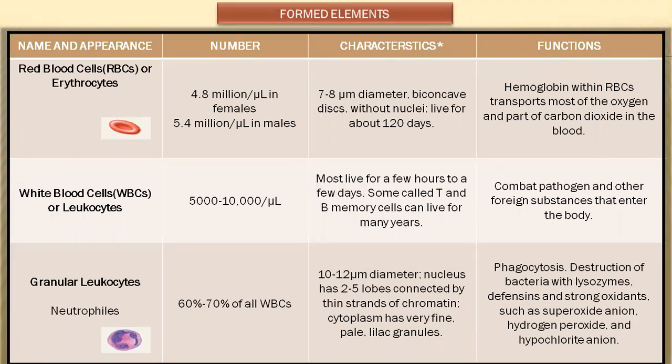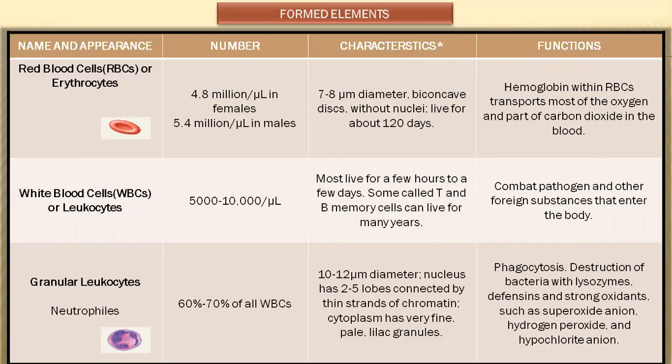Erythrocytes, or red blood cells, like I said, are more in males as compared to females. In females, on average, it's about 4.8 million per microliter of blood. In males, they are more in terms of quantity, about 5.4 million per microliter of blood. Sometimes it can even be 6 million per microliter of blood.